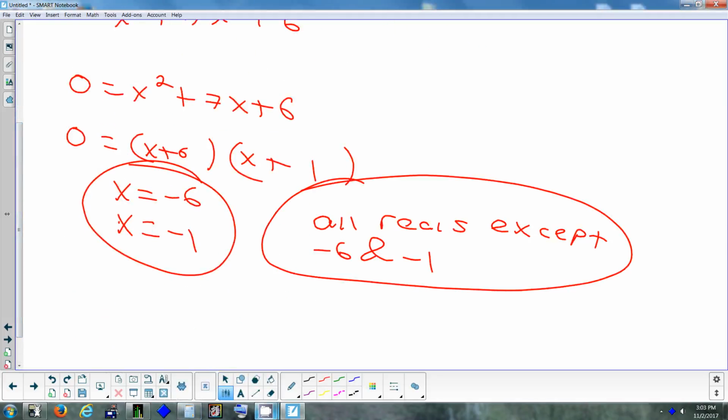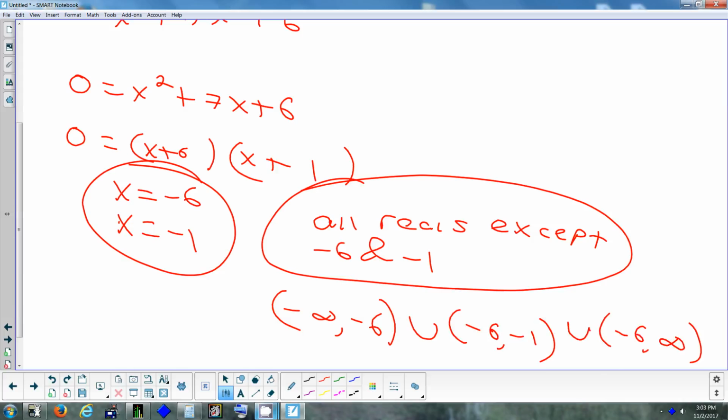with the parentheses. You could pick any number from -infinity up to -6, but can you include -6? No. Or you could pick a number between -6 and -1, again, not including either one of them, or from -6 to infinity. And that's the other way you could write the answer.